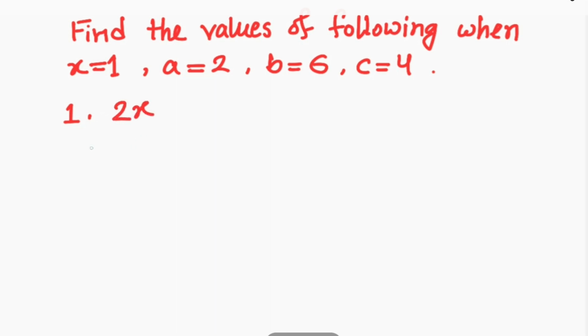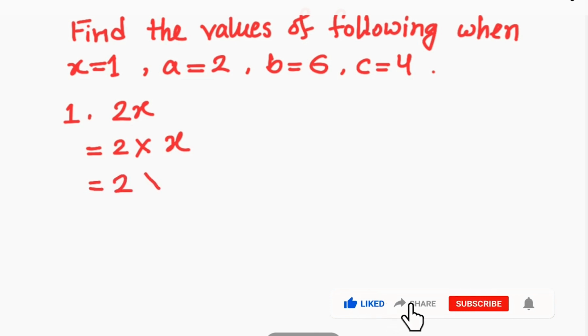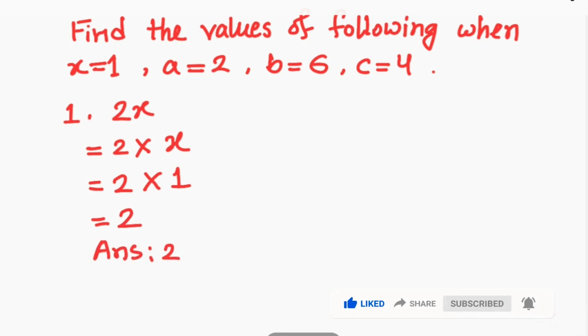2x. Here after 2 there is no sign, it means there is a multiplication. So 2 into x, and we know x's value is 1, that's why 2 into 1, and the answer will be 2. We will write here this way, answer 2.